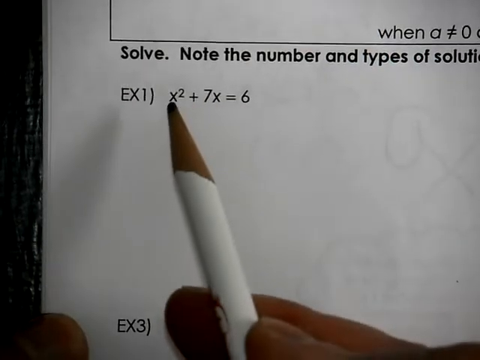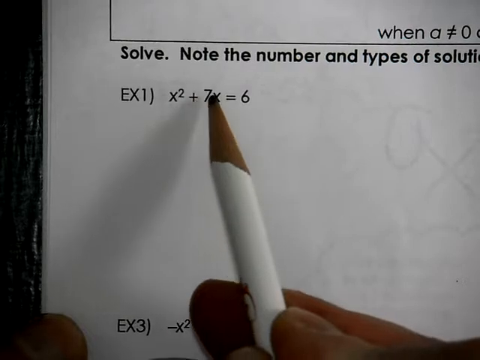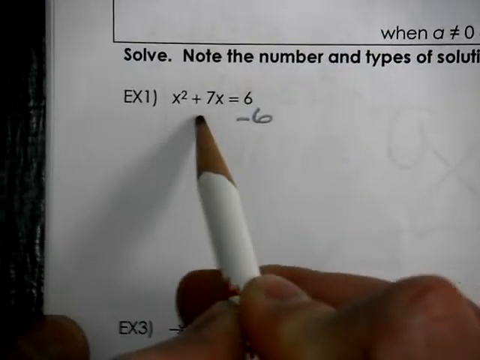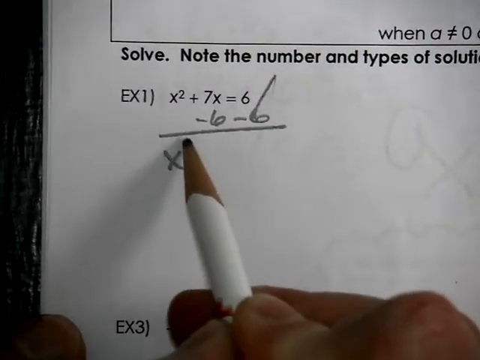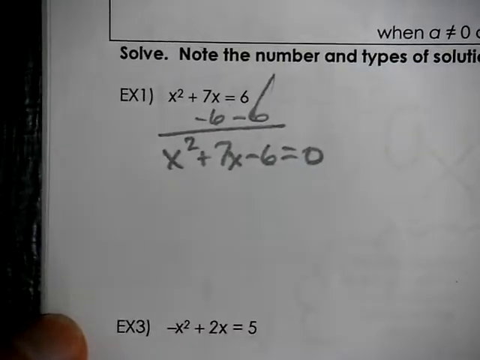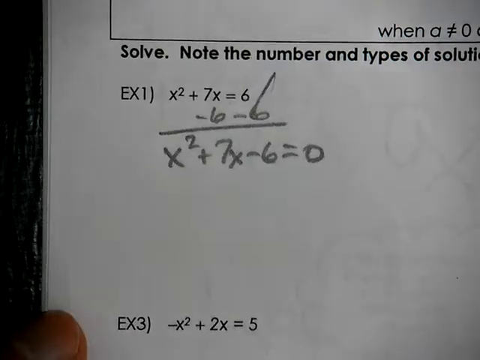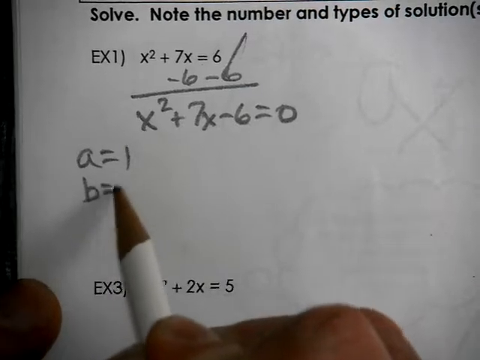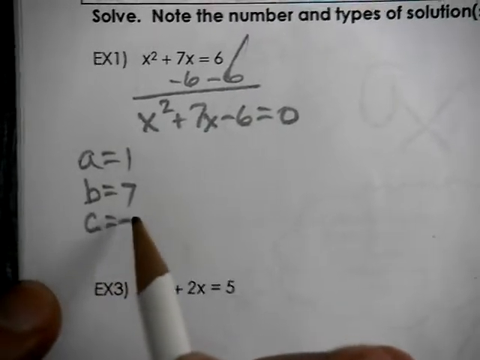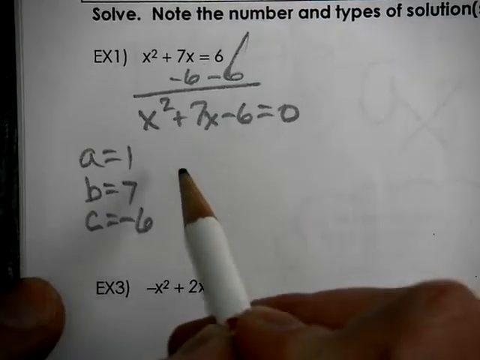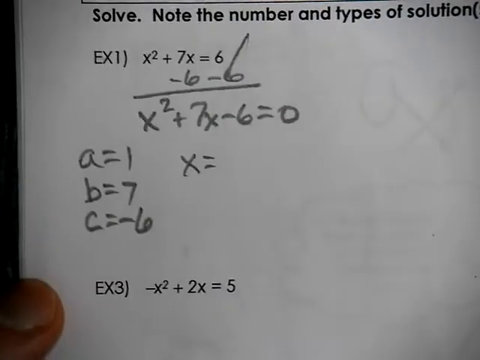When we look here, we see that the x squared plus the bx is equaling this value. So we need to bring the 6 back across so that your equation equals 0. Now you're in standard form. Now your a value equals 1, your b value equals 7, and your c value equals negative 6. You should label that to make it clear you know exactly what you're looking at. Now you're going to be solving for x.